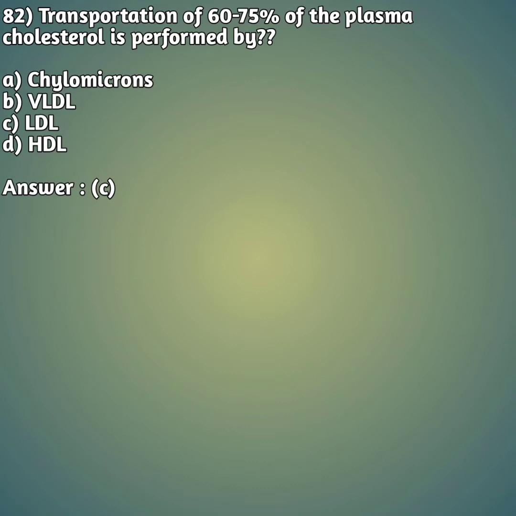Transportation of 60% to 75% of the plasma cholesterol is performed by option A chylomicrons, option B VLDL, option C LDL, and option D HDL. So the right answer is option C, low density lipoproteins. They will transport 60 to 75% of the plasma cholesterol. Okay friends, moving on to our next question.